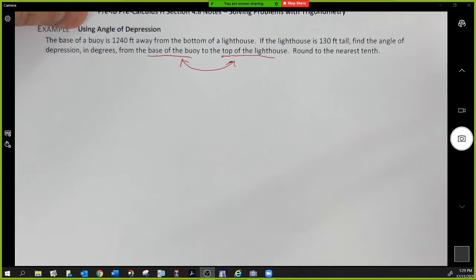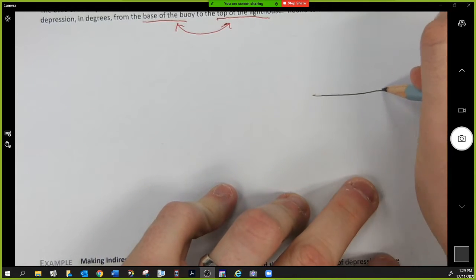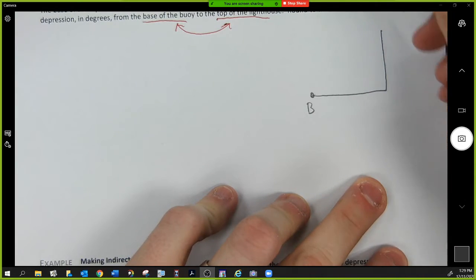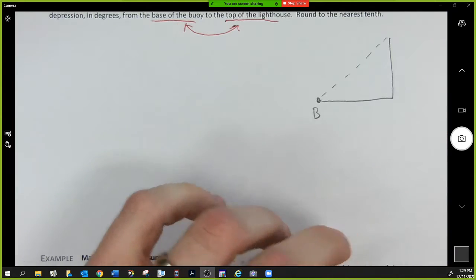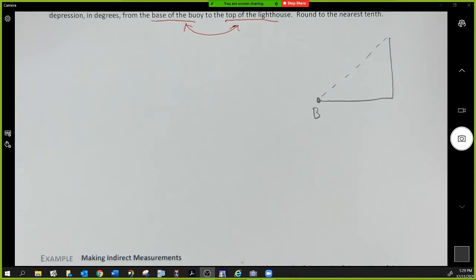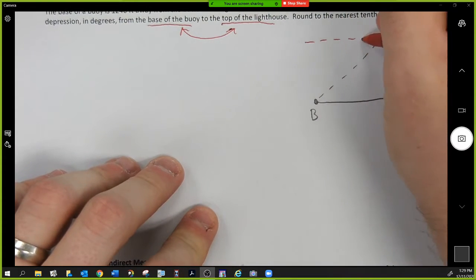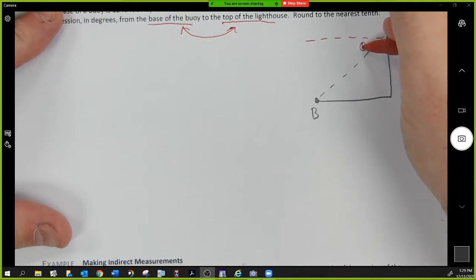So I'm going to draw a picture. Picture not drawn to scale, obviously. But here's our ground, or water, or something. Here's our buoy. I'll put a B there for buoy. And we'll have a lighthouse and an imaginary hypotenuse of a triangle. Just like the angle of elevation, and just like all angles that we've been working with so far in our quadrantals, the angle of depression is measured from the horizontal. So this is not the angle of depression. The angle of depression would be measured from there. So this is the theta that we're hunting for. That is an angle of depression.